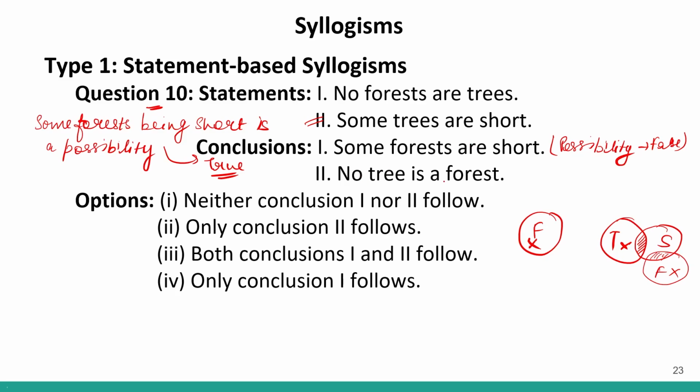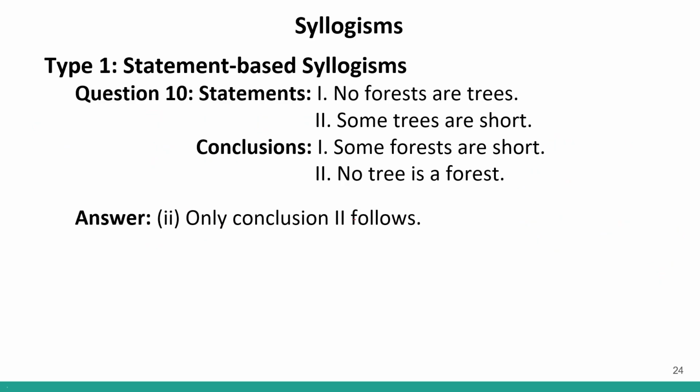Second conclusion is no tree is forest. Again, no tree is forest is correct, because tree and forest are not overlapping, so this is true. So basically only conclusion 2 follows, which is given in option number 2. Only conclusion 2 follows. This will be the answer.